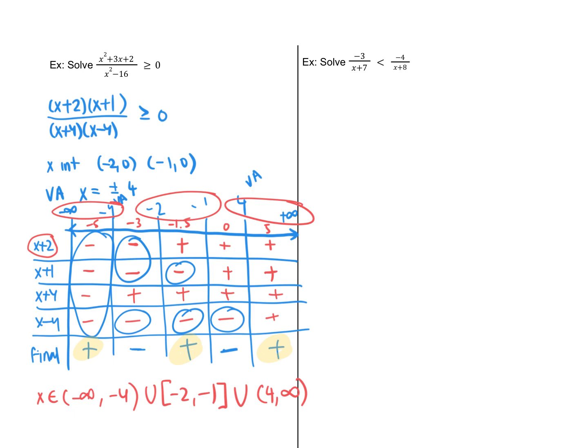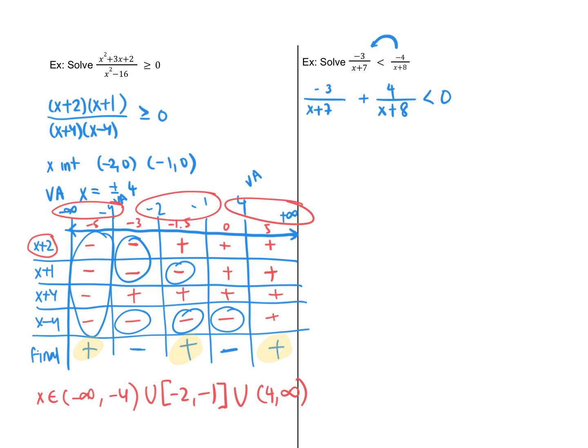For the final one, negative 3 over x plus 7 is less than negative 4 over x plus 8. We need to make sure that one side is 0 so that we can compare positive versus negative, which means let's bring one of the fractions over. And that negative will turn into addition. And now we're comparing for less than 0.